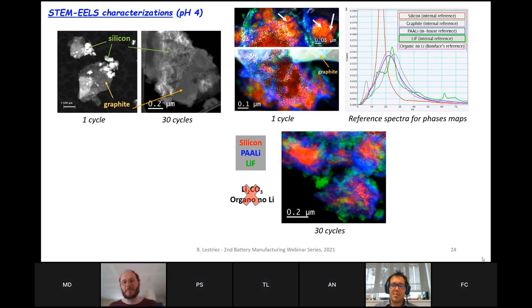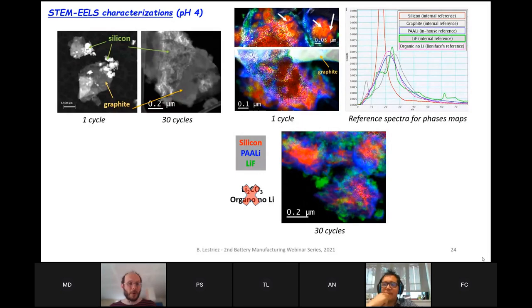Next. Here you have the phase map for an electrode cycled 30 cycles. So you see the evolution of the silicon particles with dense cores and some filaments that are pushing from the cores. You see also, and for me this is very impressive because I think this is the first time you can see it, the binder after cycling, after some cycles, it is still there, still coating the surface of the silicon particles, still behaving as a binder, and also still behaving as an artificial passivation layer. And you see also in green the lithium fluoride, which is either stuck to the binder layer or forming deposits separated from the binder layer.